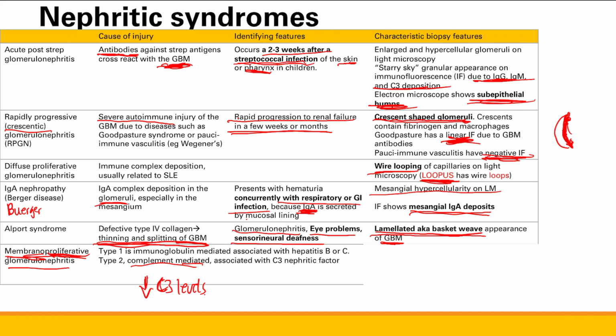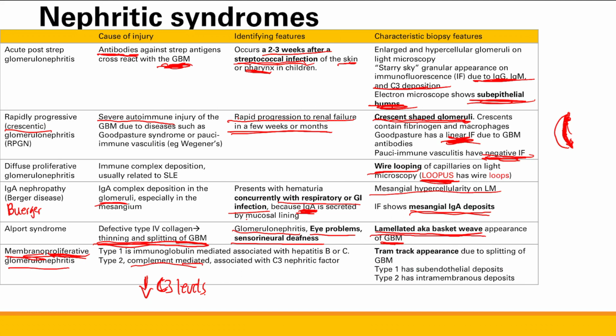Okay, now what are our biopsy features? You're going to see a tram track appearance due to splitting of the glomerular basement membrane, and then type 1 has some subendothelial deposits, type 2 has intramembranous deposits. It's a little lower yield, but that's how you can tell the difference.